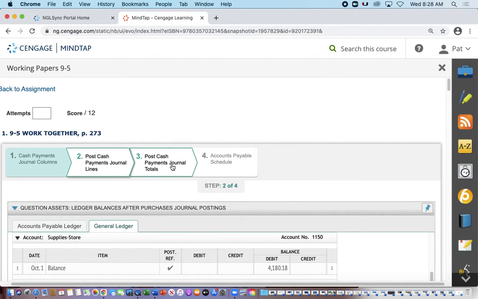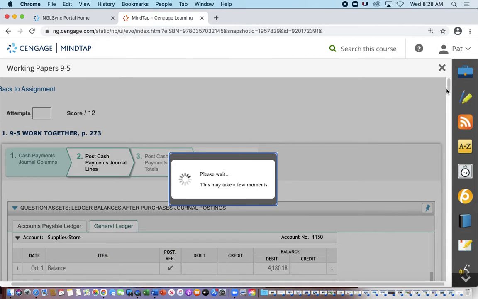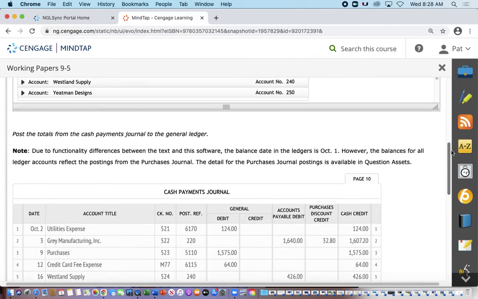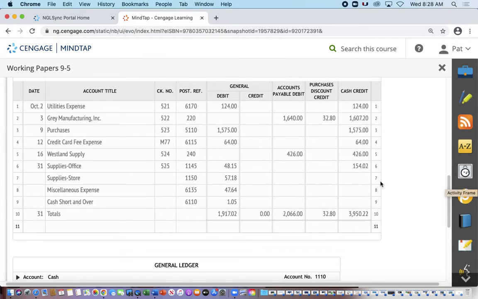Tab 3, post cash payments journal totals. We can do that. So, as a reference, do we post anything in general debit? It won't let me. So I do have to put a, what the heck? Oh, you gotta choose the check mark. I get it. You guys have a drop down? I tried to type in V. We used to type in V's. Sorry. So we don't post these totals, correct?